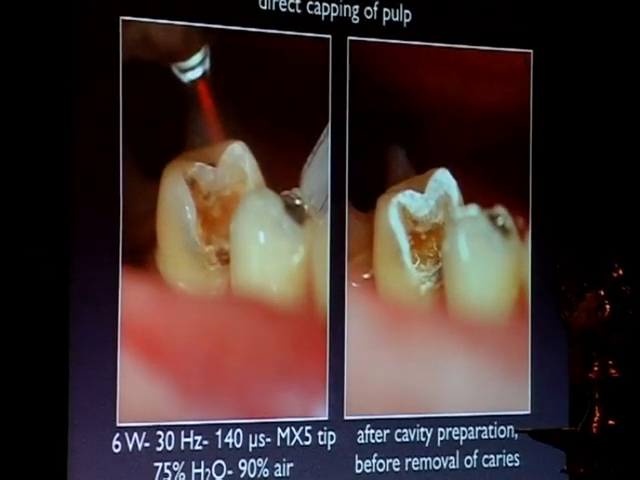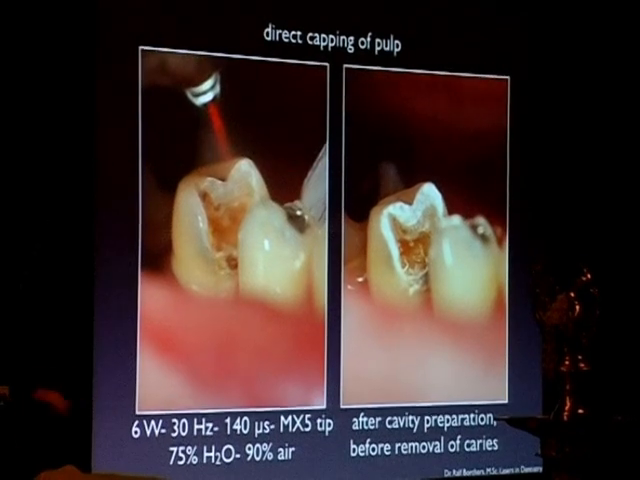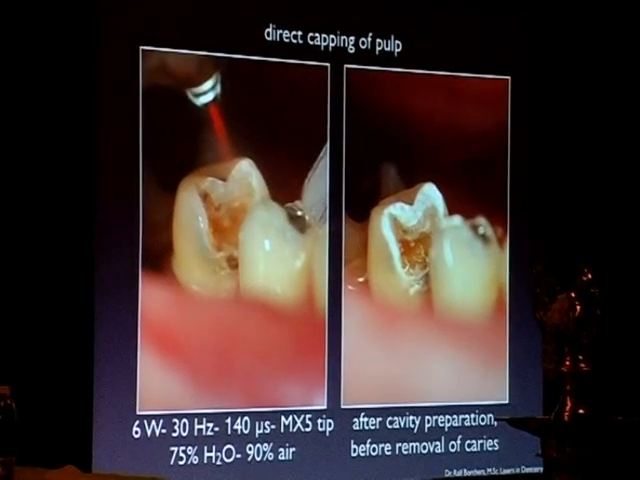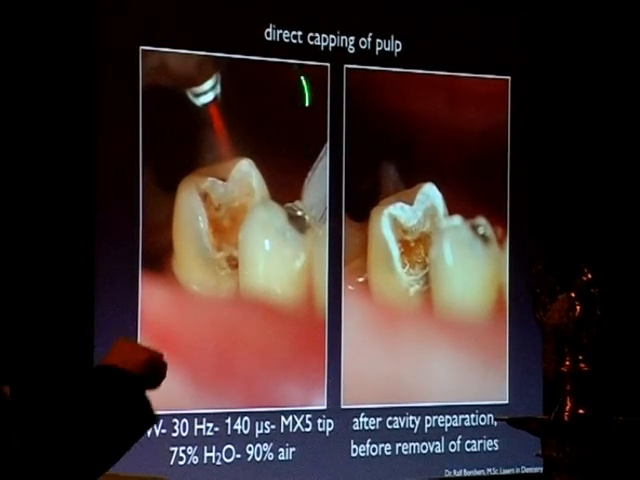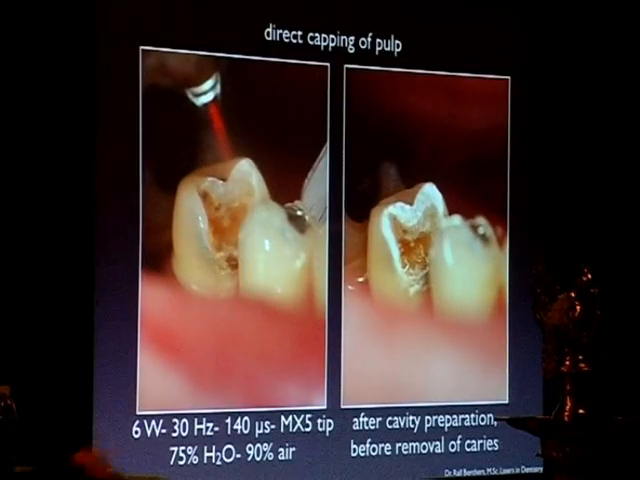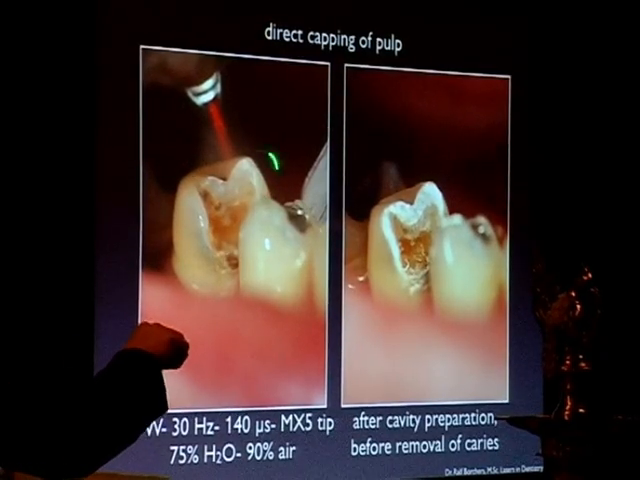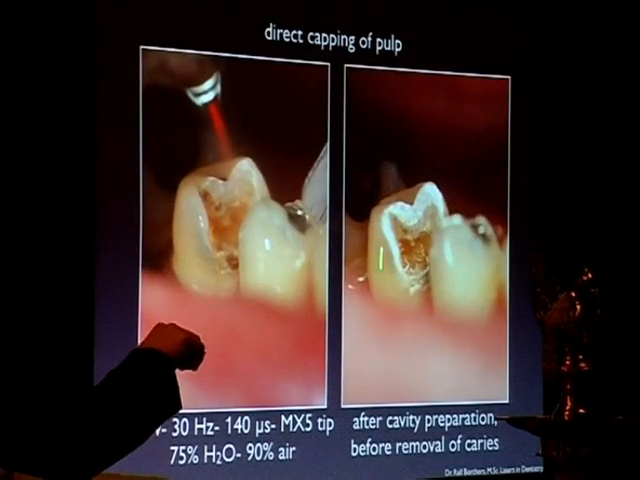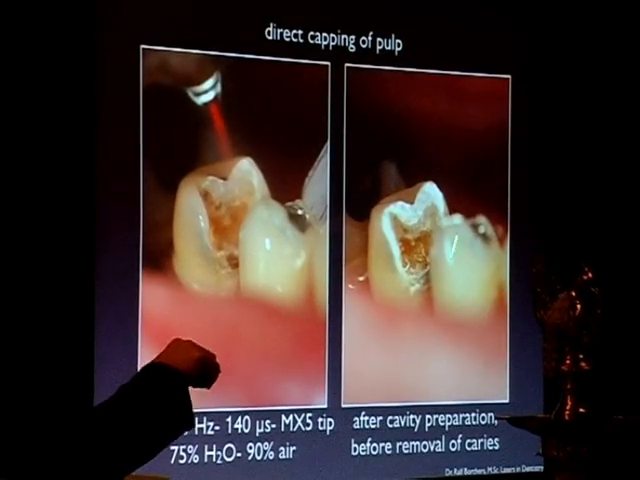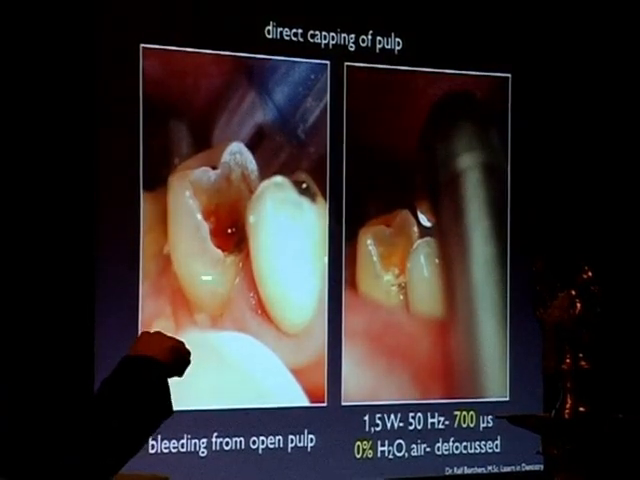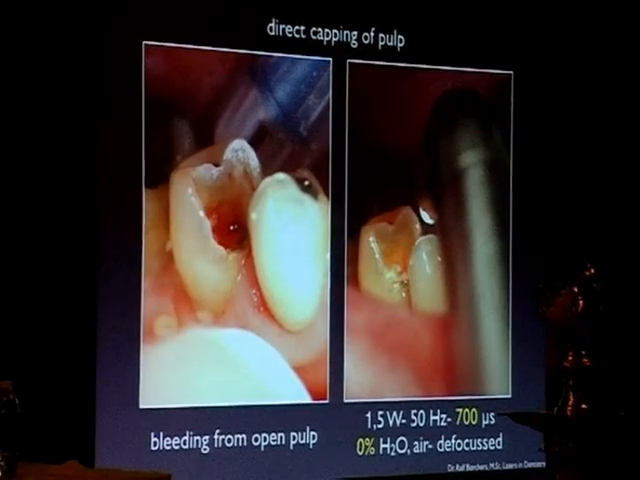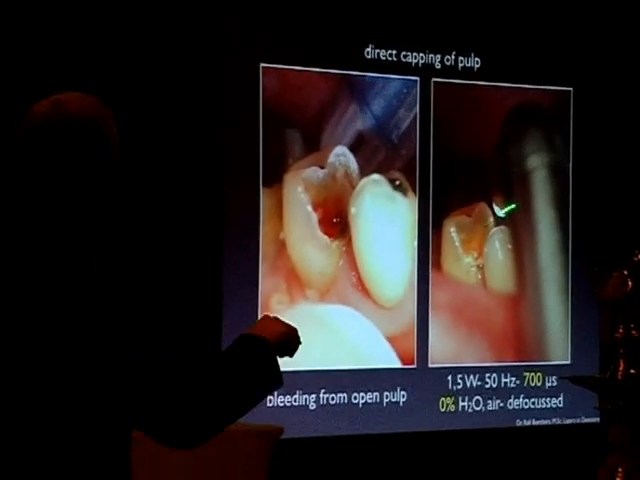This is a direct capping of the pulp, so if you do a cavity preparation, you will open the pulp, you will see it later. This is the preparation of the animal. This is after preparation of the animal, and you can see it's looking like etched. Here the pulp is open, and now you can do coagulation necrosis of the pulp.